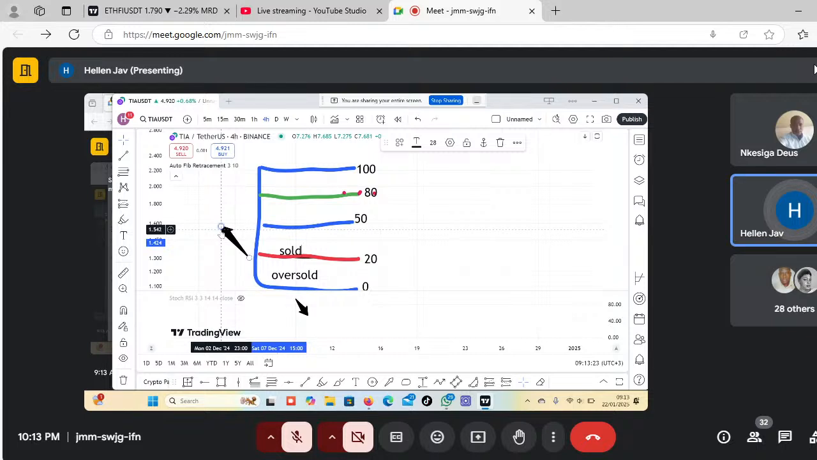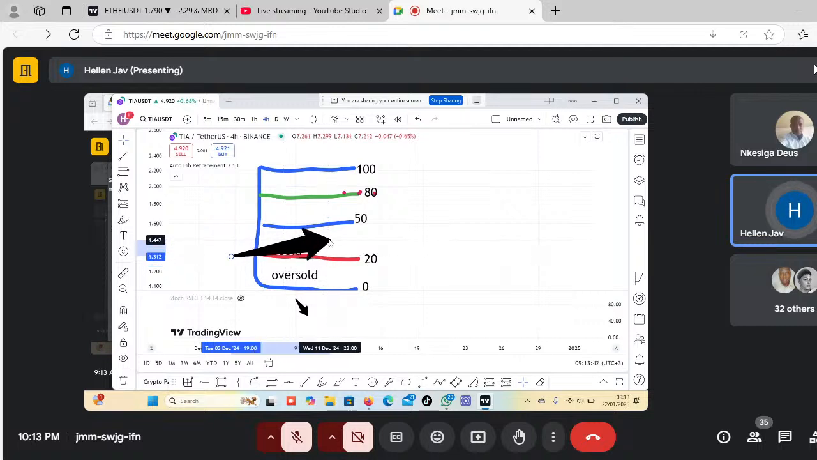Remember, here people were oversold, meaning so many people were selling. That's why the market was at its lowest. Then sellers went on reducing in the market. That's why we got this sold area here. In between 20 and 50 we have digits like 30, 40, and many others. You can put them there.